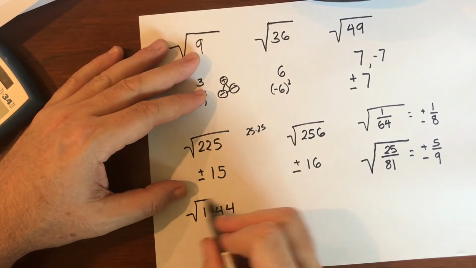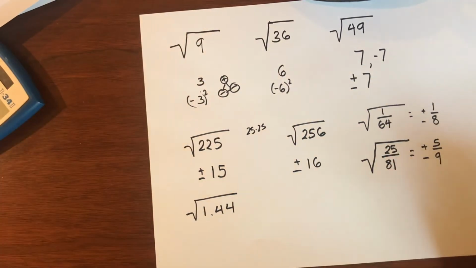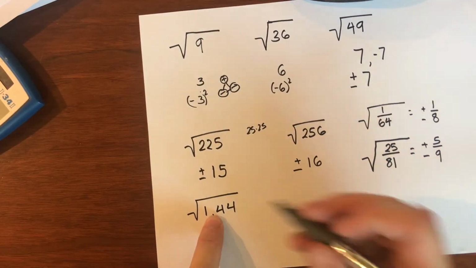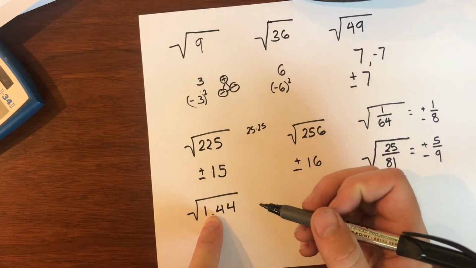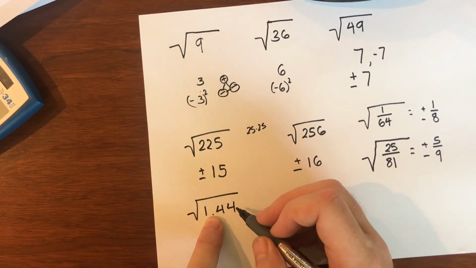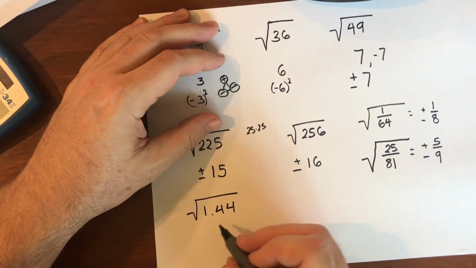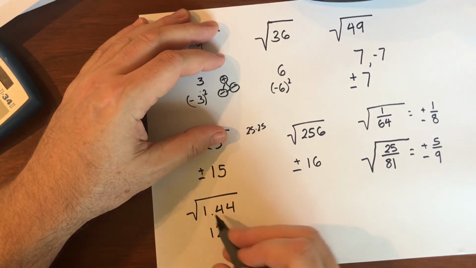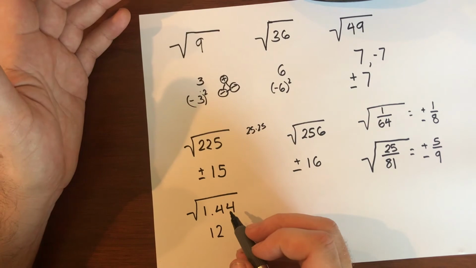The square root of 1.44. Now ignore the decimal. You know that number is 144. And you also know that 144, its square root is 12. So here's the thing. Whenever you have decimals, they're always going to be even.